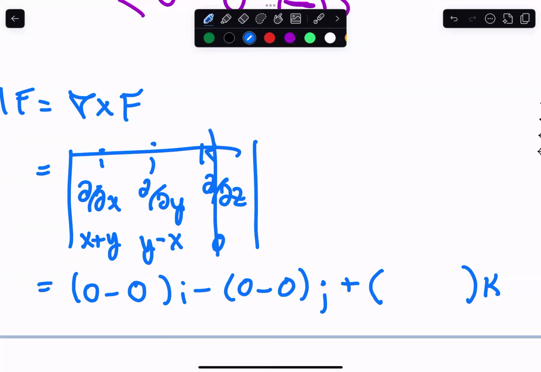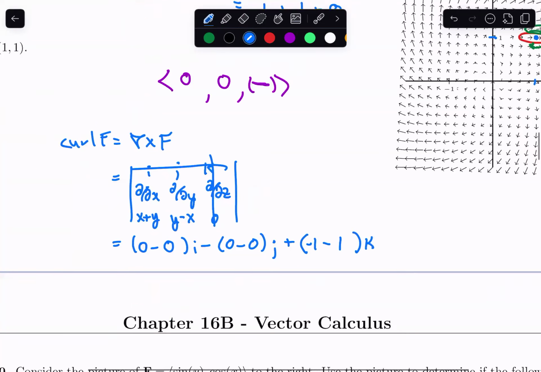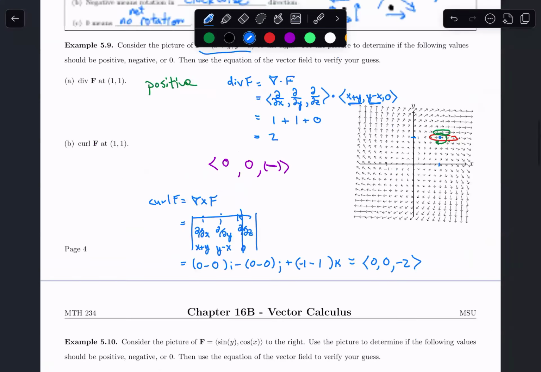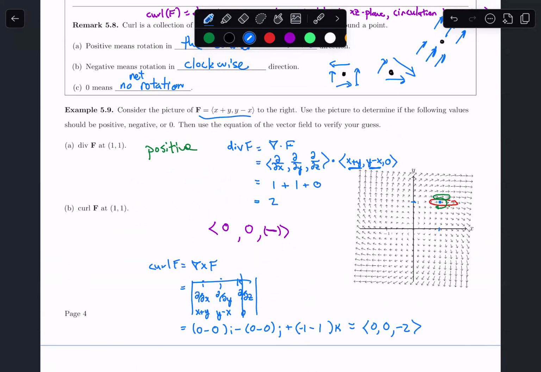And finally, first row, third column, partial derivative with respect to X of X minus Y, Y minus X, that's going to be -1, minus partial derivative with respect to Y of X plus Y, that's going to be 1. So this is saying there's not much circulation going on in the YZ plane or in the XZ plane, but it is going around in a clockwise direction in the XY plane. So that's how we can read our circulation vector here. And it agrees with what we were guessing.